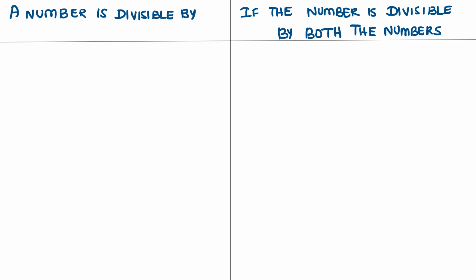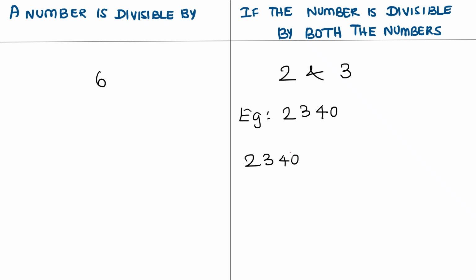Let's take an example for the divisibility rule of 6. The divisibility rule of 6 means a number provided should be divisible by both 2 and 3. Now let's take an example: 2340. The last digit ends with 0, so I can come to the conclusion that it is divisible by 2. Now I have to check whether this 2340 is divisible by 3 or not.